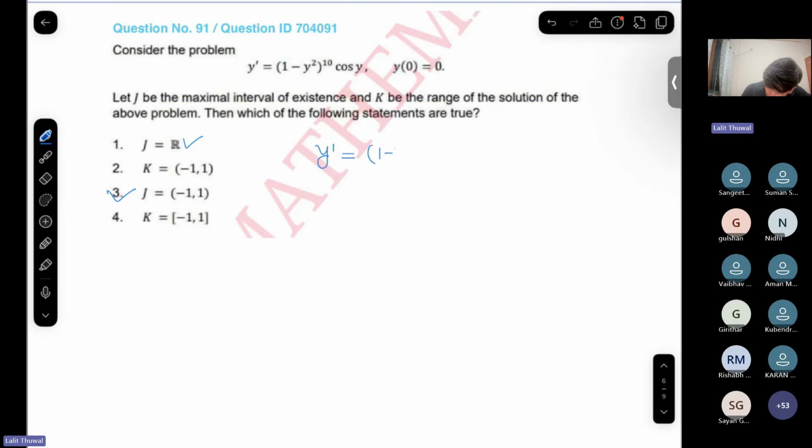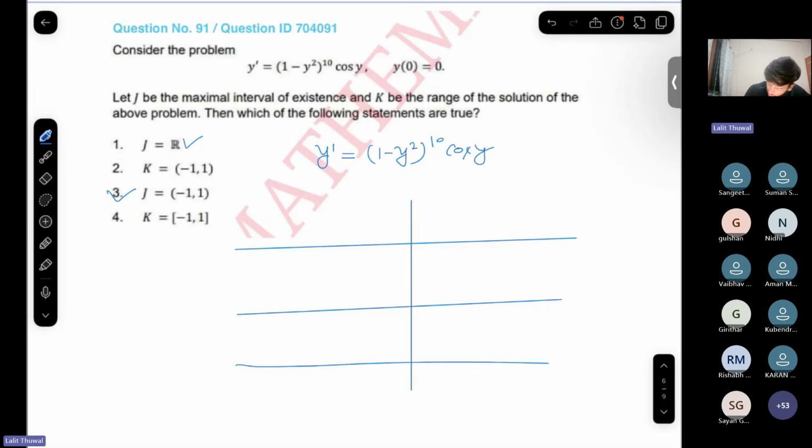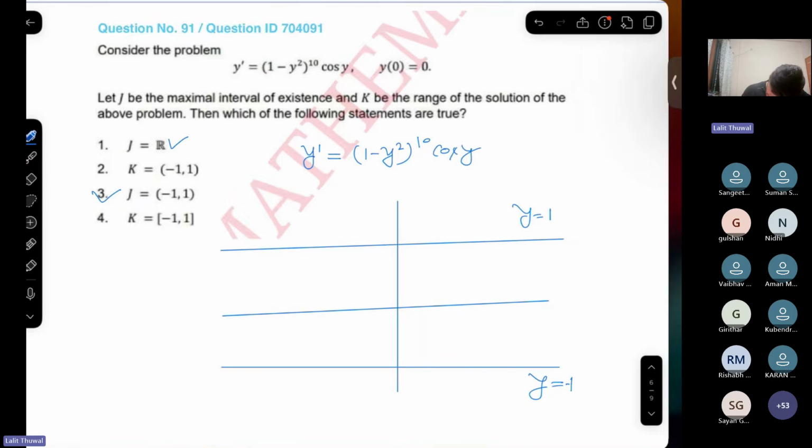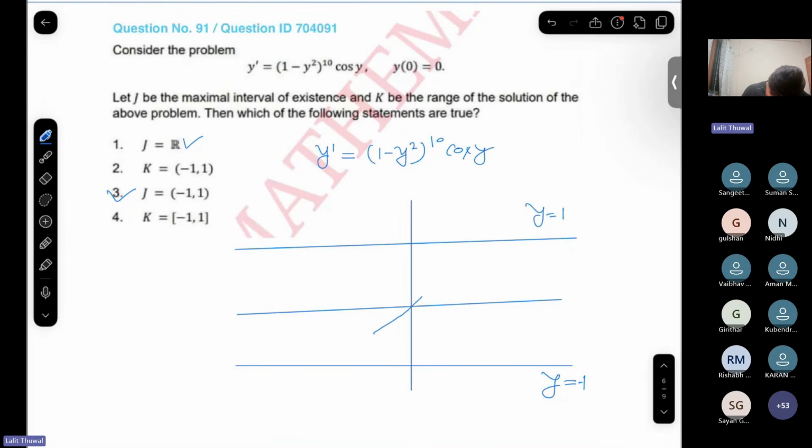This one is given, cos y. This is the y equal to 1 line. This is the y equal to -1 line. So y takes value 0. y is a continuous function, so it will cross from 0. My claim is that it will not cross 1. It will never take the value 1 or -1.